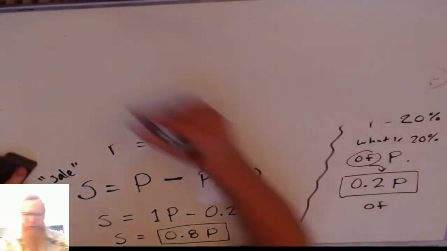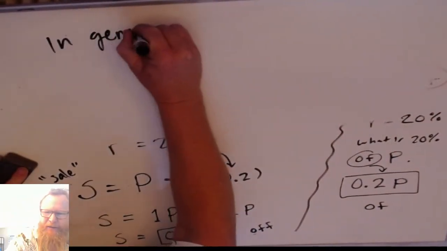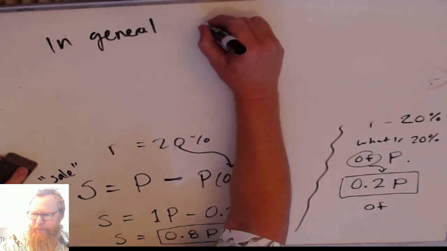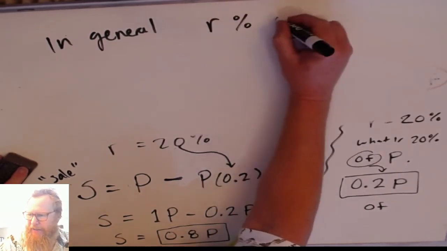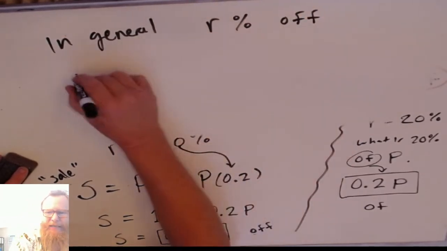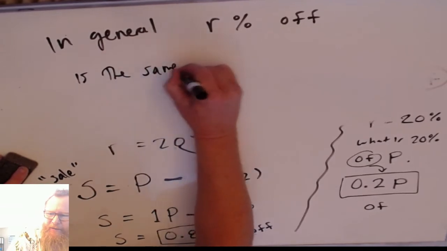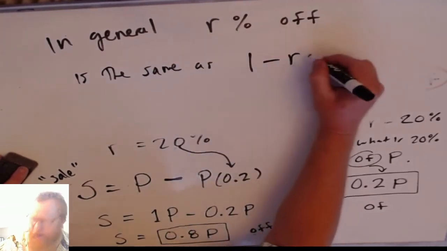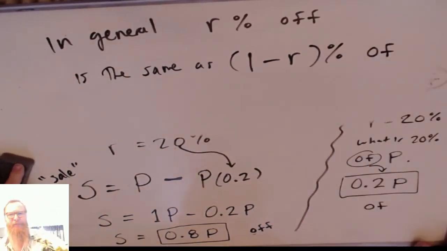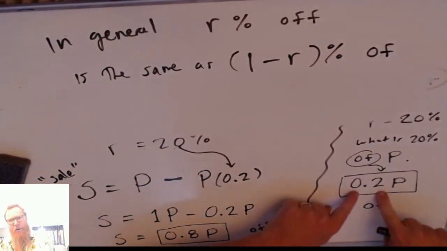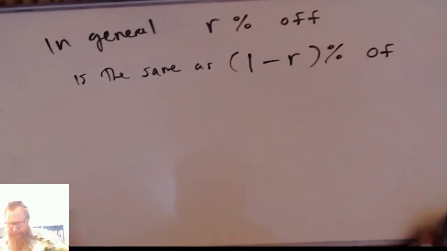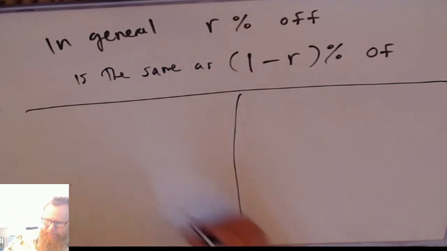So in general, if you like to just memorize this, R percent off is the same as 1 minus R percent of. Yeah, see? 20, 80. Yeah. So you could make a little chart.